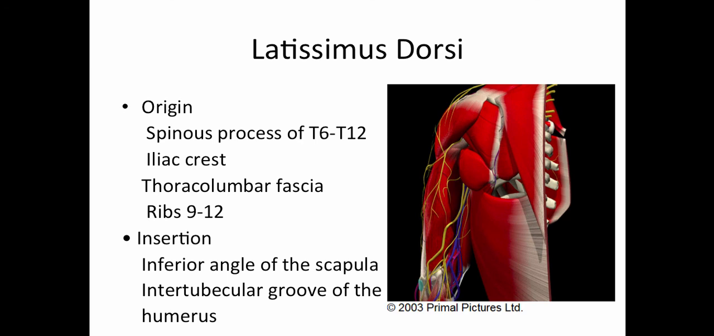One of the largest muscles in the body is the latissimus dorsi. Its origin is in the thoracic area, the iliac crest, and also in the thoracolumbar fascia and the ribs 9 to 12. It then inserts in the inferior angle of the scapula and the intertubercular groove of the humerus.